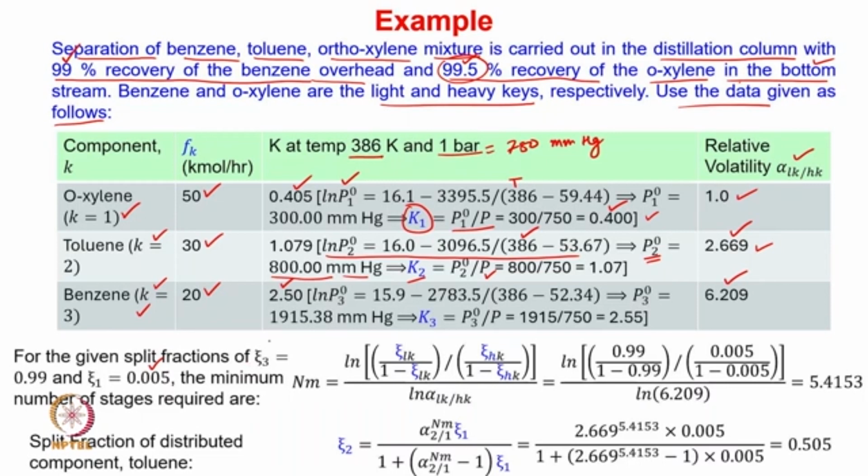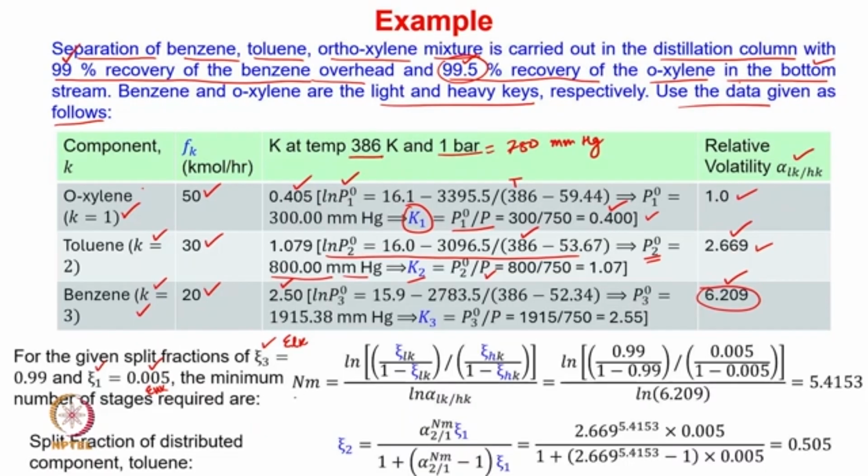Now we know zeta 3 and we know zeta 1. Zeta 3 is nothing but zeta Lk, the light component, and zeta 1 is nothing but zeta Hk. So we know zeta Lk and zeta Hk, and we also know the relative volatility of the light key component and heavy key component. Now the light key component is benzene, the heavy key component is orthoxylene. So clearly the alpha Lk by Hk value we need to use is this 6.209.